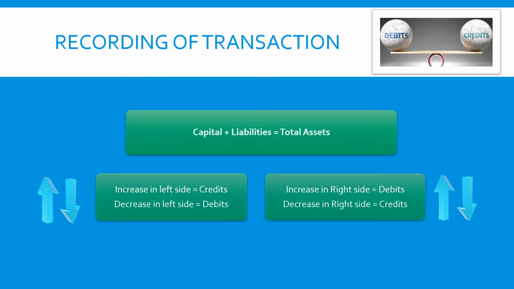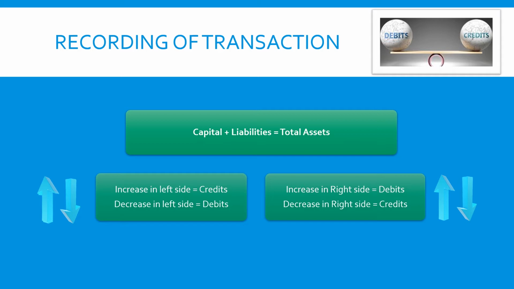Now, how do we record our transactions? This is what we were talking about earlier. Every transaction will have two aspects to it. One will be your capital or liabilities, and the other side will be assets, or it can also have only two assets or only two liabilities. Most commonly, you would have heard the words debits and credits whenever people talk about finances. So what is a debit and what is a credit?